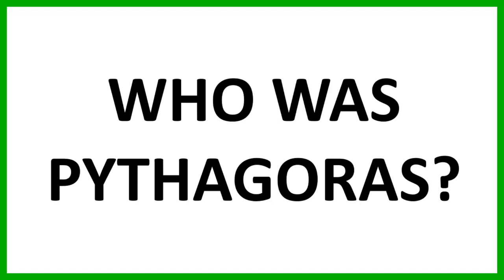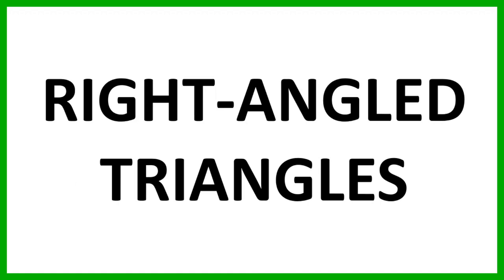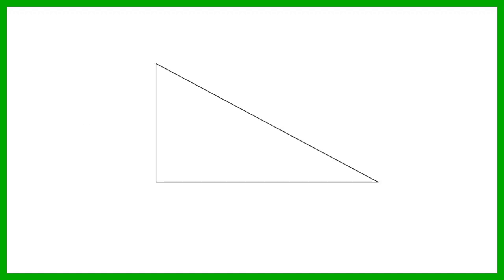Okay, so first let's just take a look at right-angled triangles. You already know that a right-angled triangle is a triangle that has one angle of 90 degrees, one right angle. What you may not know is what the sides in a right-angled triangle are called. The most important side that we need to know the name of is the side that is opposite to the right angle, and that is called the hypotenuse. That will always be the longest side in your triangle.